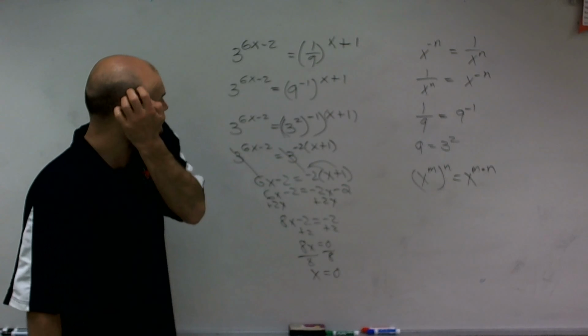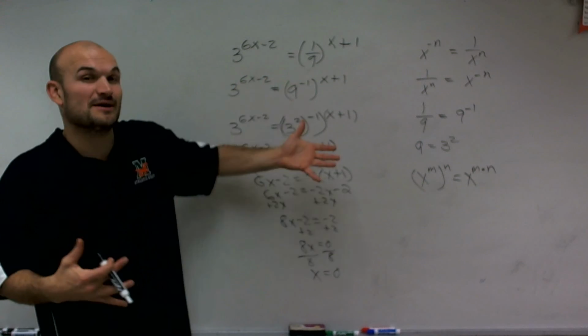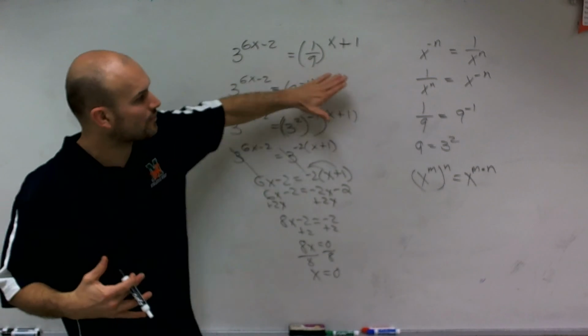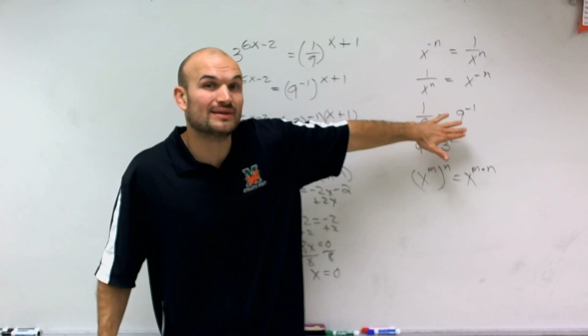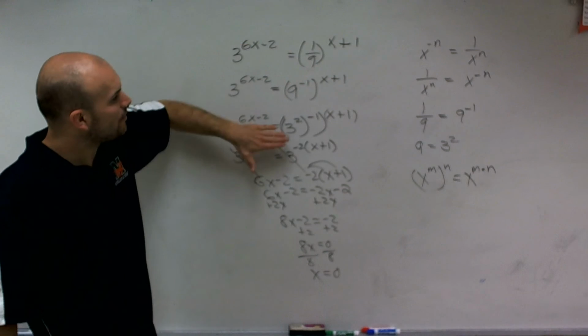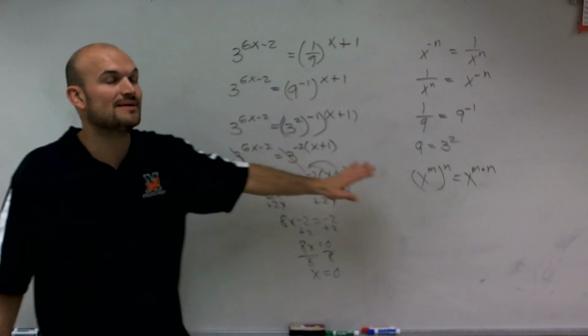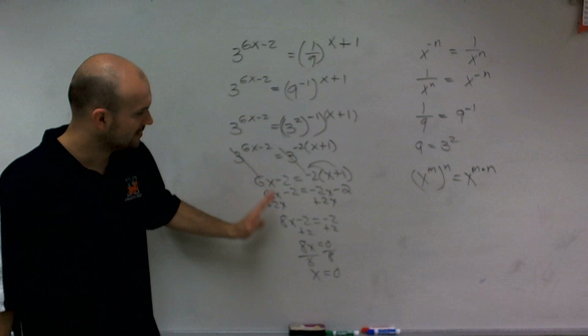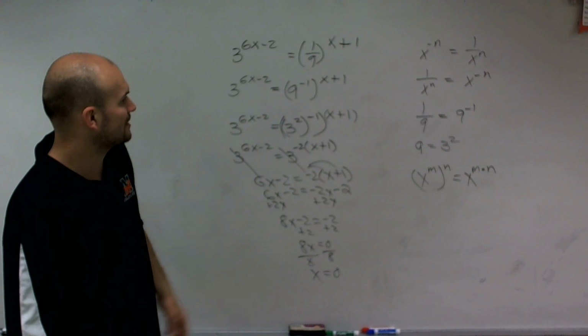So, ladies and gentlemen, it's very important when dealing with this, especially when you have a whole number and a fraction, to rewrite your fraction as a whole number with a negative exponent, and then make sure you get them to be the same base, and just make sure you apply your power of a power rule, and therefore you go ahead and solve.